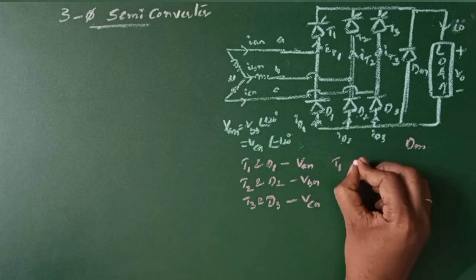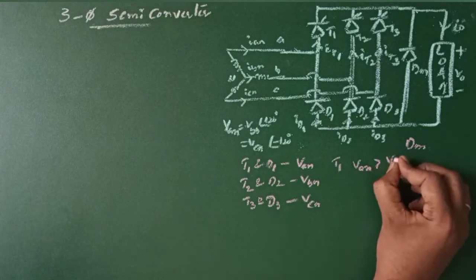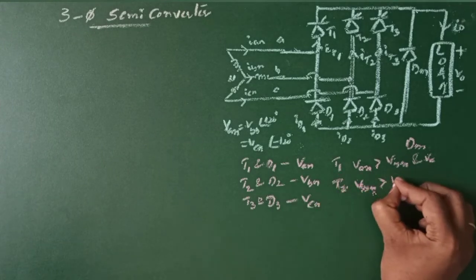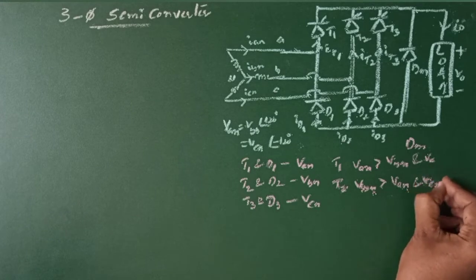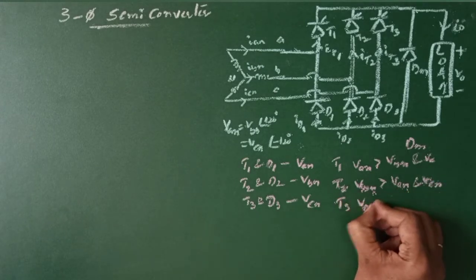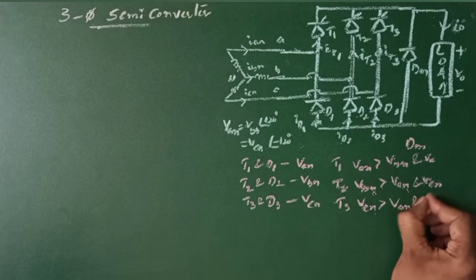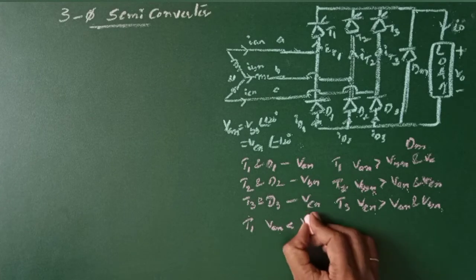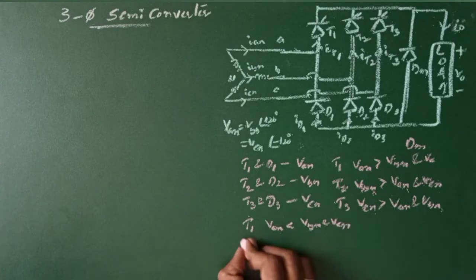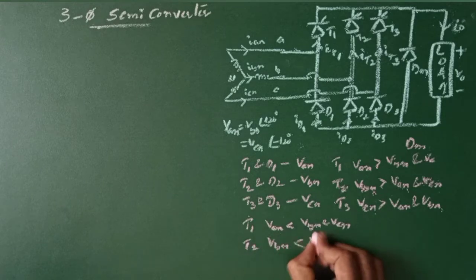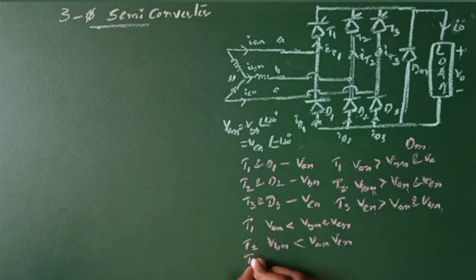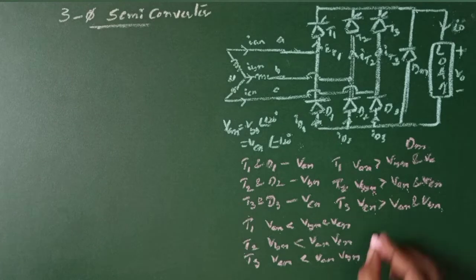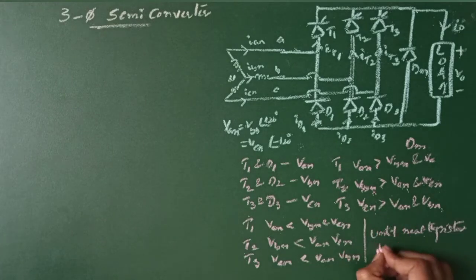T1 can be turned on when VAN is more than VBN and VCN, and T2 is turned on when VBN is more than VAN and VCN, and T3 can turn on when VCN is more than VAN and VBN. T1 is going to conduct until VAN is less than VBN and VCN, and T2 will conduct until VBN is less than VAN and VCN, and T3 is going to conduct until VCN is less than VAN and VBN, or until the next thyristor turns on.